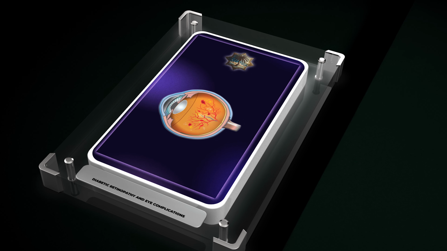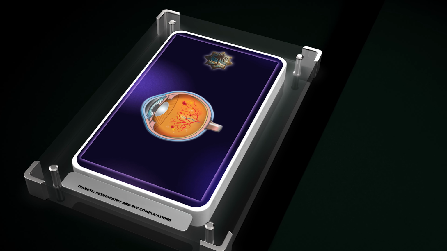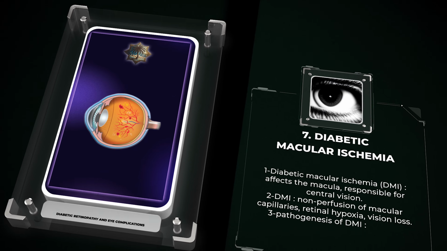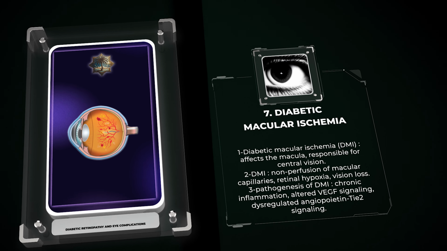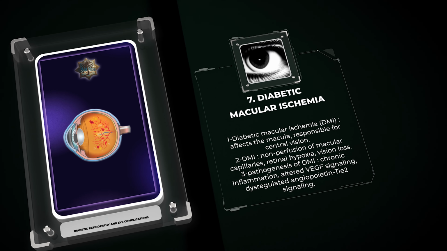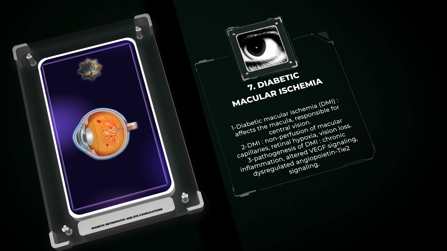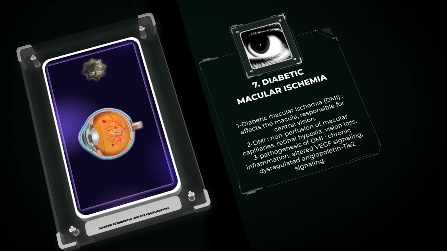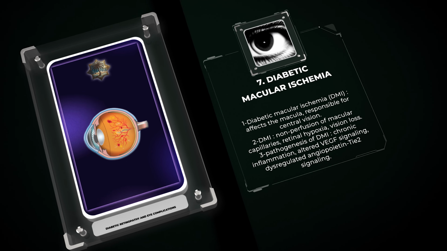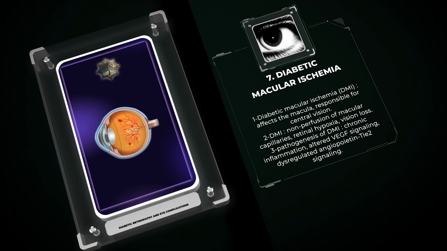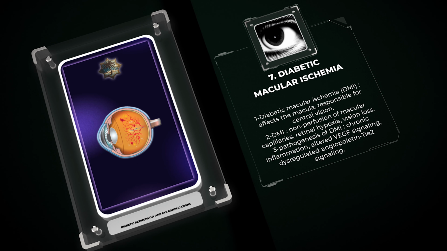Diabetic macular ischemia, DMI, is a subtype of diabetic retinopathy that specifically affects the macula, which is responsible for central vision. DMI is characterized by the non-perfusion of macular capillaries, leading to retinal hypoxia and subsequent vision loss. The pathogenesis of DMI involves the interplay of various factors, including chronic inflammation, altered vascular endothelial growth factor, VEGF, signaling, and dysregulated angiopoietin Tie2 signaling.